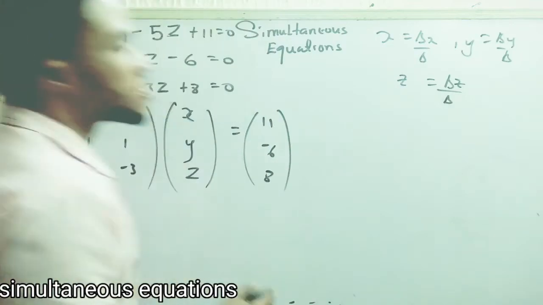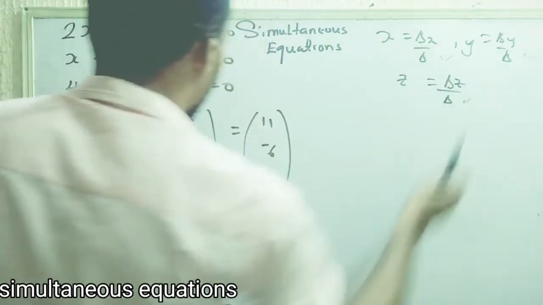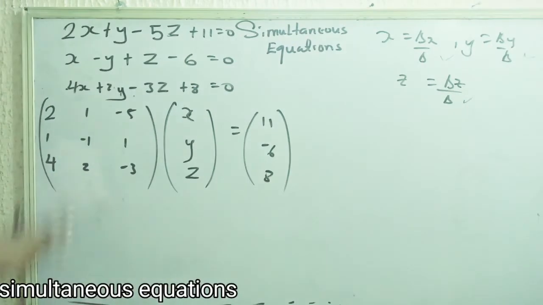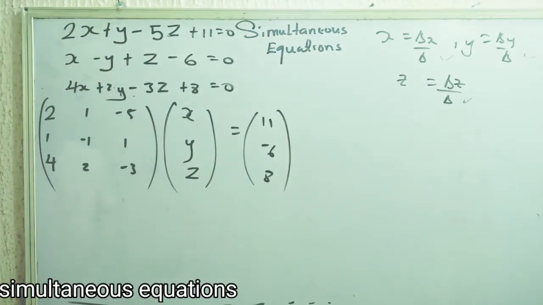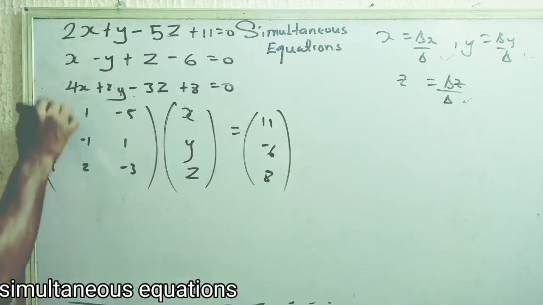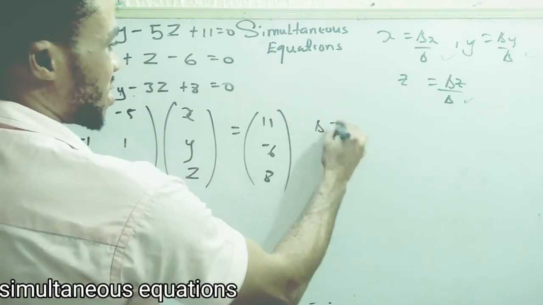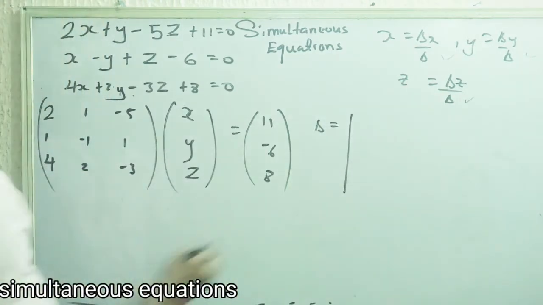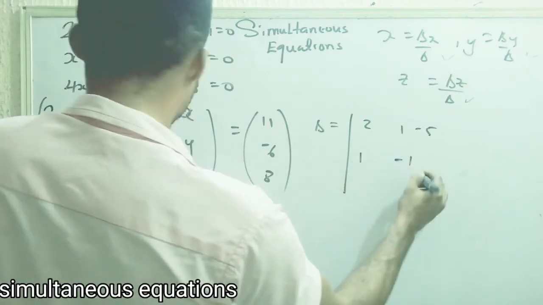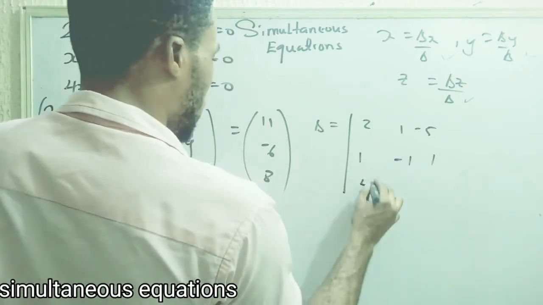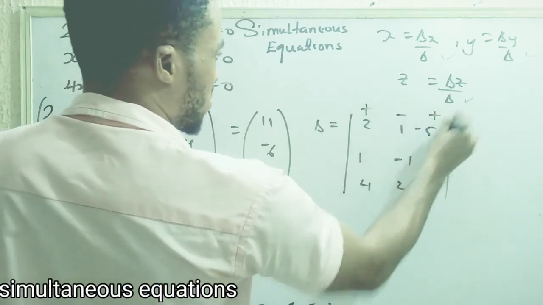Determinant. Now how do I find the determinant, which is all these things under? All I have to do is find the determinant of this 3 by 3 matrix that I've just gotten from the transformation. Let me write it here. I will put the determinant sign. I have 2, 1, minus 5. I have 1, minus 1, 1. Then I have 4, 2, minus 3. Then you assign it plus, minus, and plus.